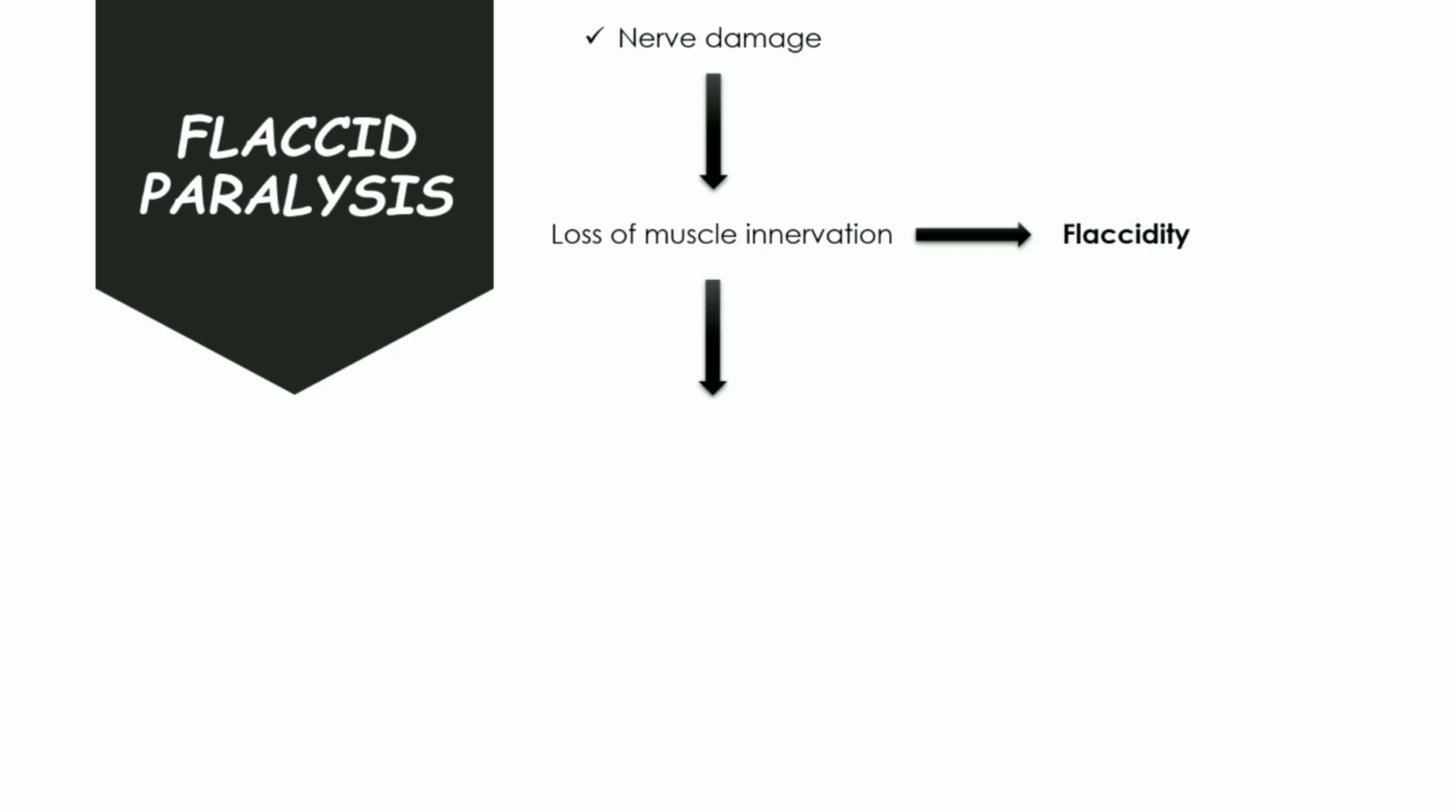Now, since the muscle innervation is lost, there is a very pronounced muscle atrophy as well. Because we said if atrophy has to occur, either the muscle innervation should be gone or the blood supply of the muscle should be destroyed. So here the muscle innervation is destroyed, so the muscle has a pronounced muscle atrophy.